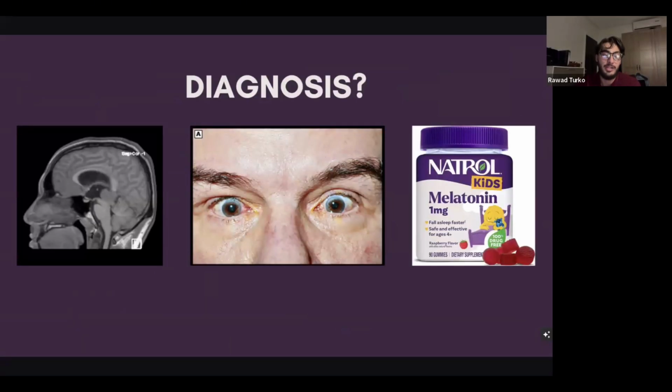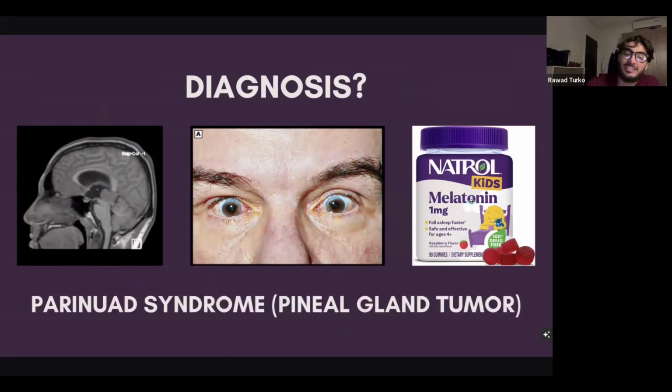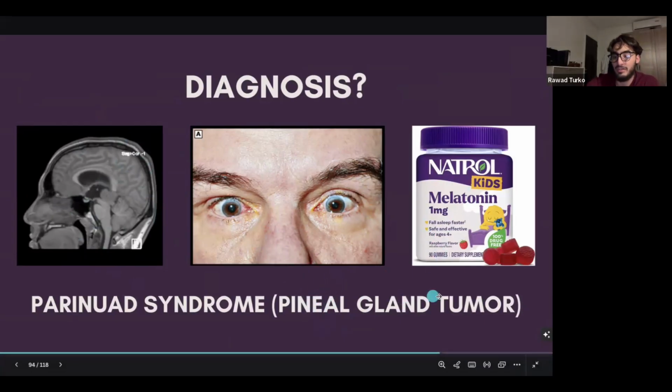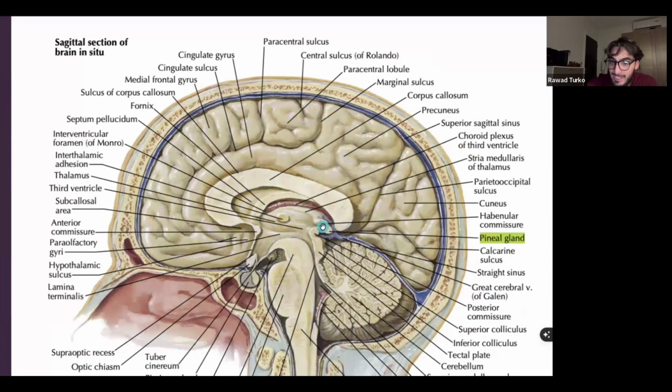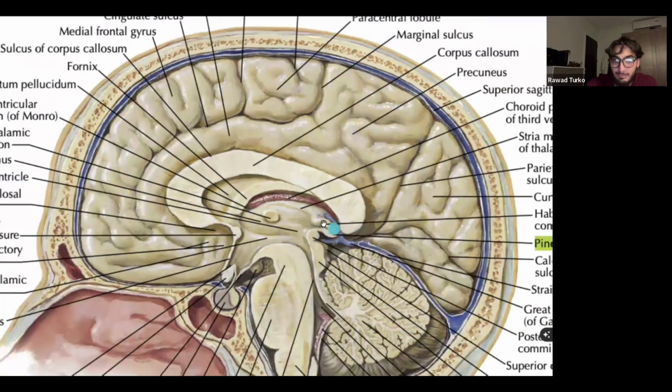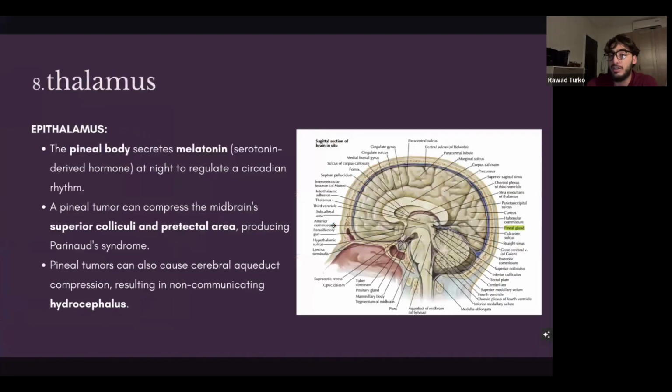Moving on, who can tell me what the diagnosis is here? So we have this MRI finding, this patient, and melatonin. So this is Parinaud syndrome, and because we have melatonin, we know that this is because of a pineal gland tumor. So what exactly is the pineal gland? The pineal gland, as you can see, it's right here, and it's part of the midbrain. First of all, what it is, it's the pineal body. It's responsible for secreting melatonin to regulate your circadian rhythm.